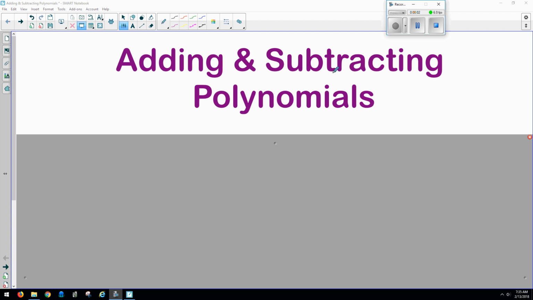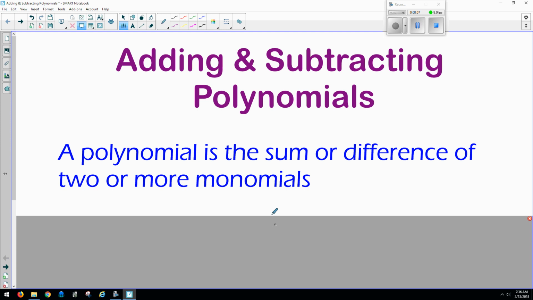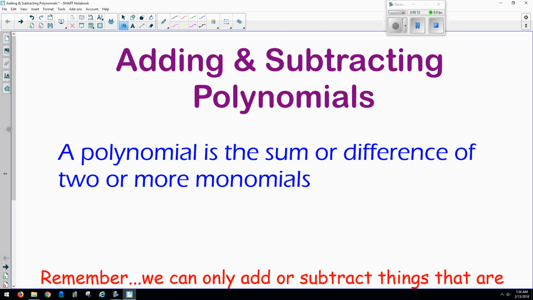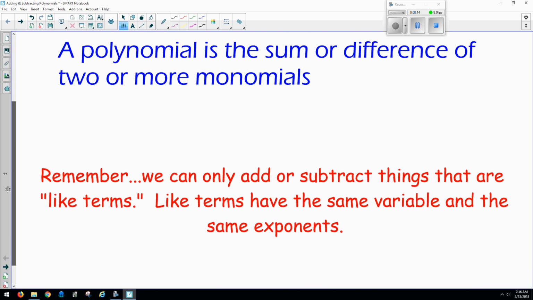Today we're talking about adding and subtracting polynomials. But first, what's a polynomial? It's the sum or difference of two or more monomials. Remember, a monomial is one term.